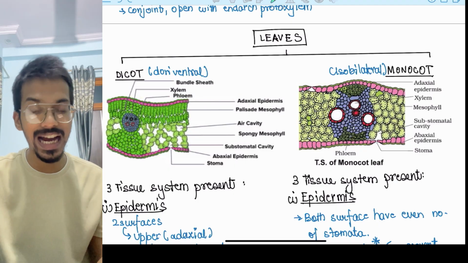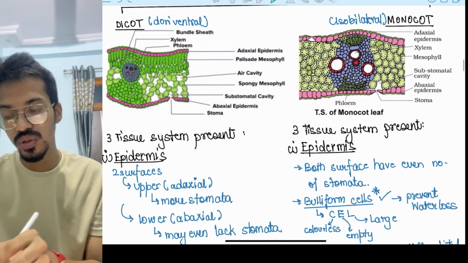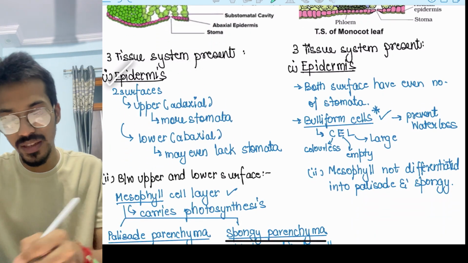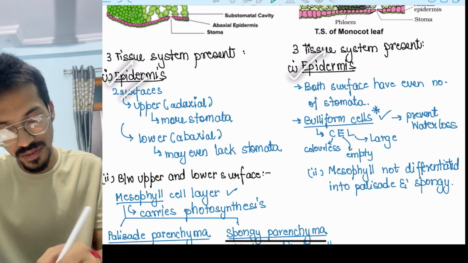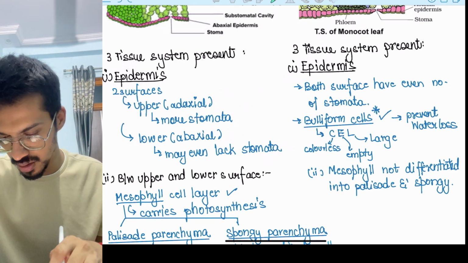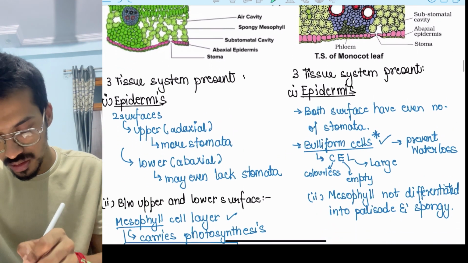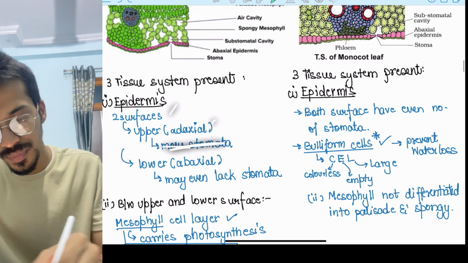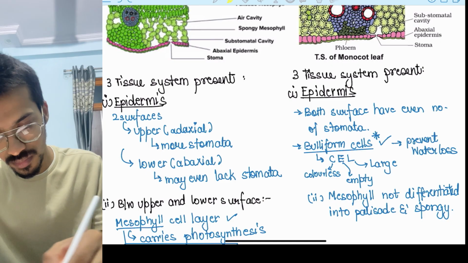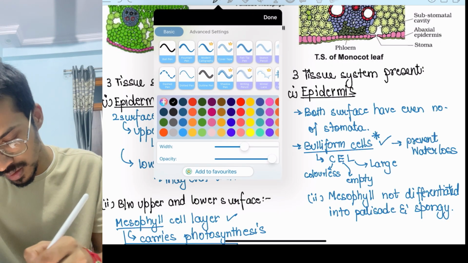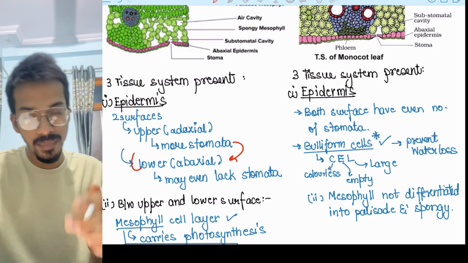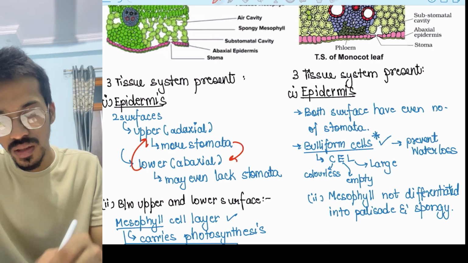Let's see that in terms of distinguishing. So a three tissue system is present here, and here also a three tissue system is present. So we are going to study the epidermis layer. Two surfaces are there, upper surface and lower surface, with more stomata and fewer stomata. Wait a second, here we have written something wrong. This is not more, this is upside down. It will be like this, because it reduces the loss of water.